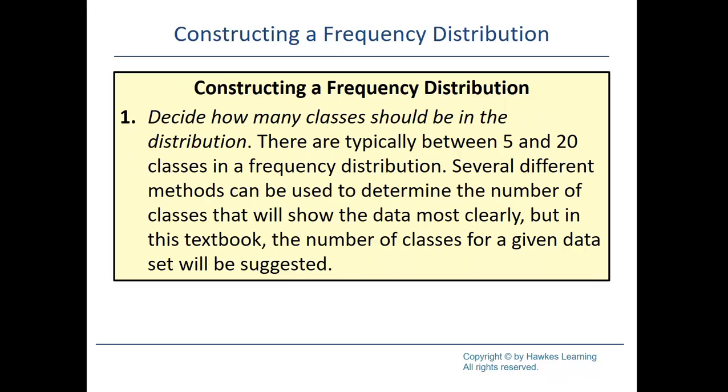So when you're making a frequency distribution, and I'm going to go through these steps a little quickly here, the first thing you need to know is how many classes or groups you should have in that distribution. Typically between 5 and 20. If you've got more than 20, you probably have too much data and you may want to look at a different method. 5 is about the ideal.